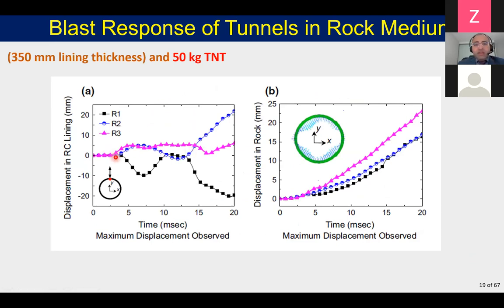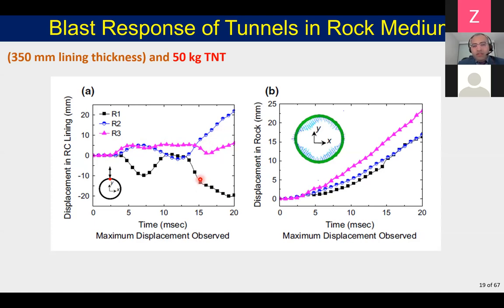So very interestingly, if you can see here, the reinforced concrete lining, and this is the time history of the displacement of the reinforced concrete lining. The result has been extracted at this location in the crown. Very interestingly, what we observed was that the reinforced concrete lining in the heavily weathered rock, basically the maximum weathering, showed the least displacement compared to the other two.